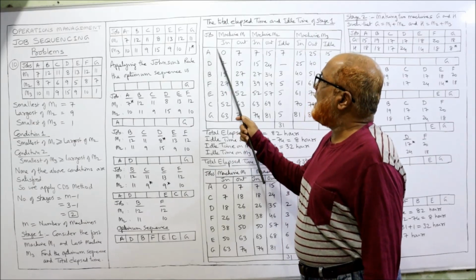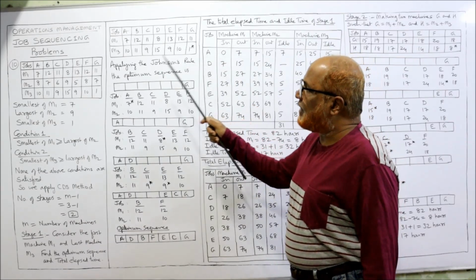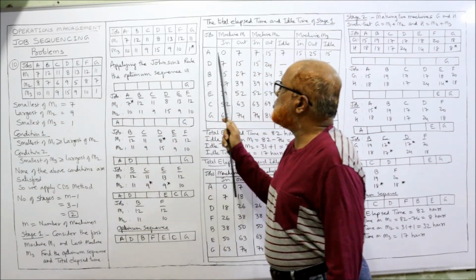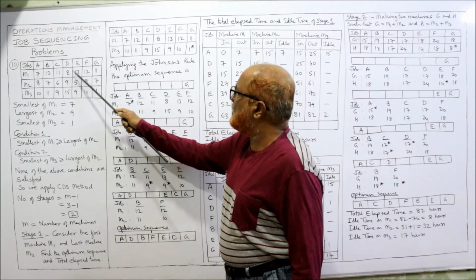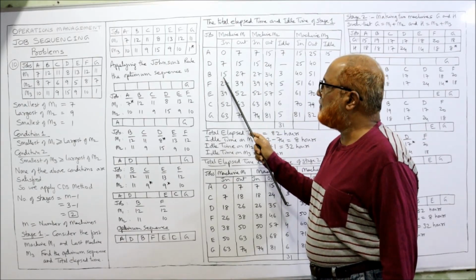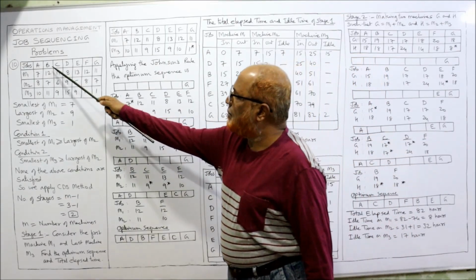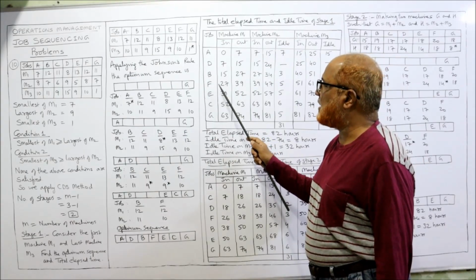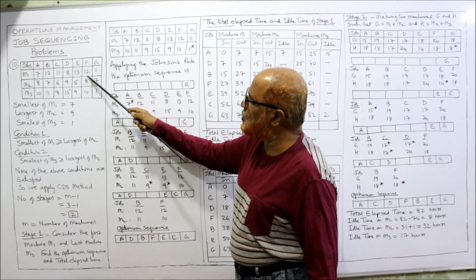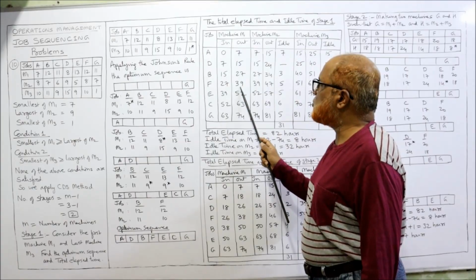What is the procedure? A on M1 is 7. So 0 to 7. From 7 it will start. D on M1 is 8. So 7 plus 8, 15. From 15 it will start. B on M1 is 12. So 15 plus 12, 27. From 27 it will start. F on M1 is 12. So 27 plus 12, 39.